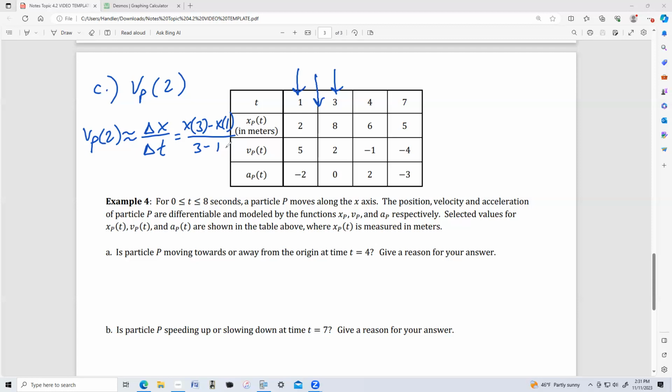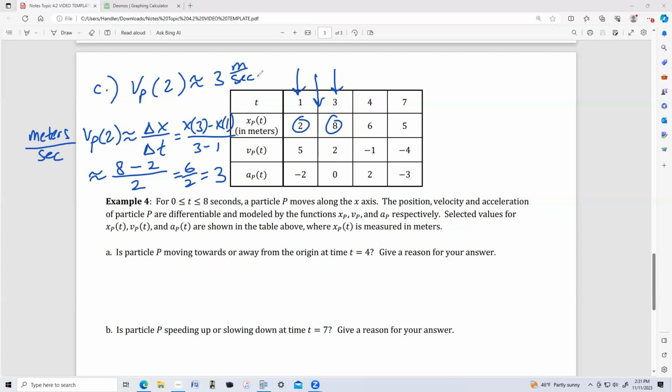Okay, so this is literally change in x, which is meters, over change in time, which is seconds. So meters per second is the velocity we're looking for. If we keep going with this, the position at 3 is 8 minus the position at 1 is 2, over 3 minus 1, which is 2. So that's 6 over 2, which is 3. So the approximate velocity at time 2 is 3 meters per second.